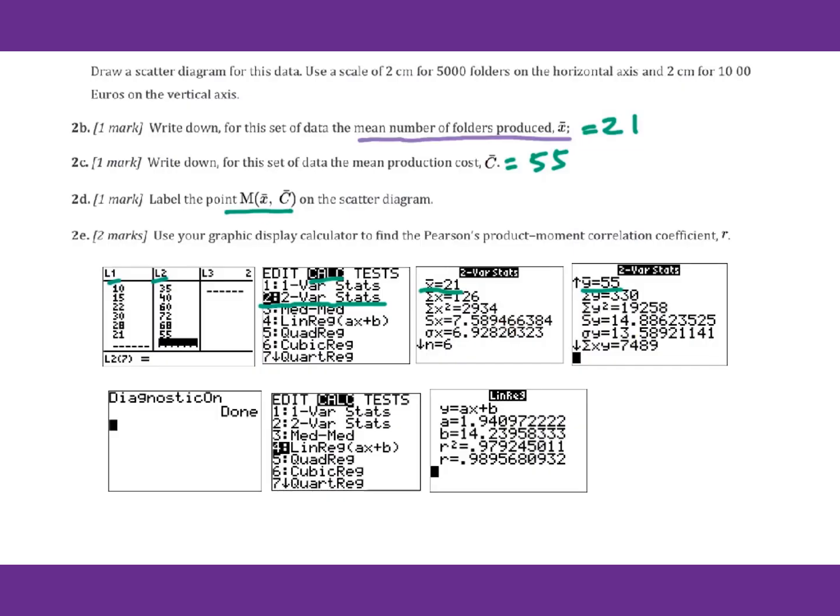For 2E, use your graphing calculator to find the Pearson's product moment correlation coefficient R. Make sure your calculator has the diagnostic on. Then go to stat calculate. This time go to 4, Linear regression ax plus b. They give you this R. R equals 0.990. Remember 3 significant figures.